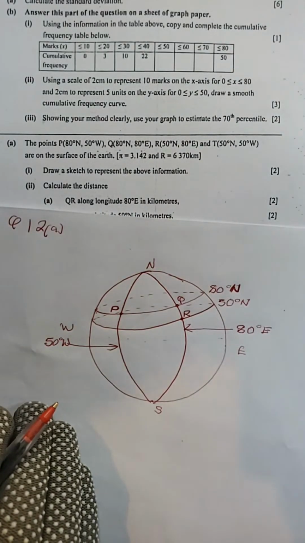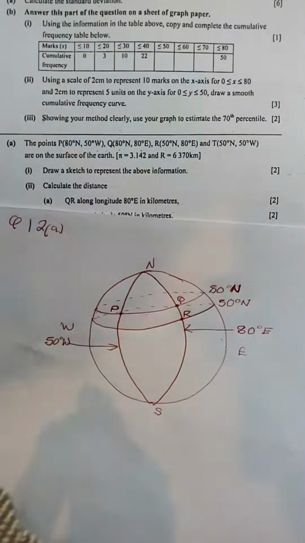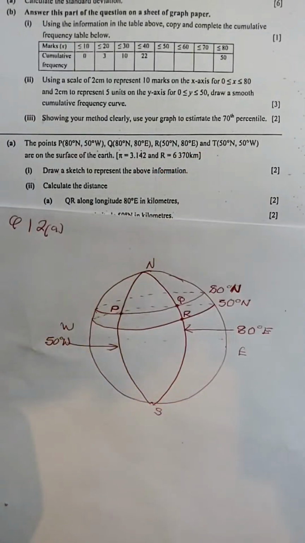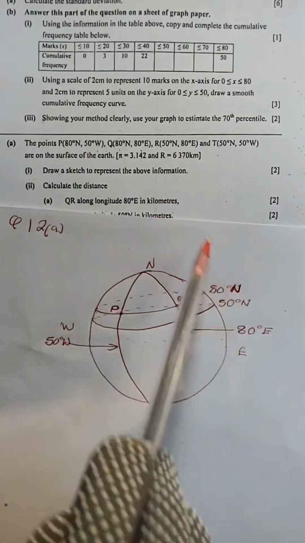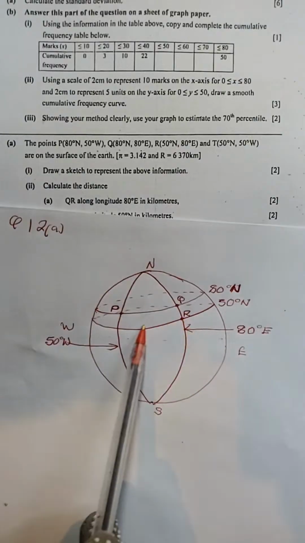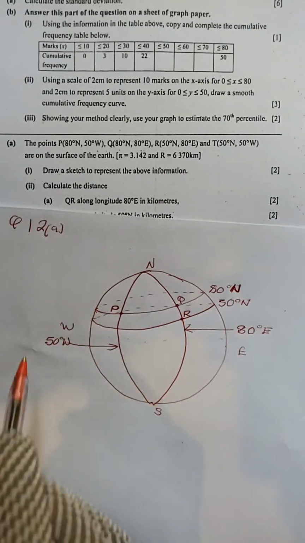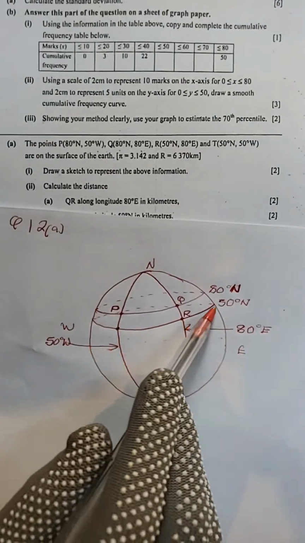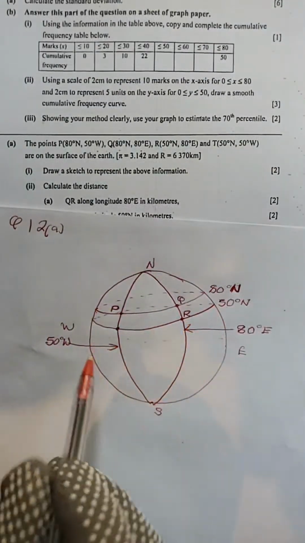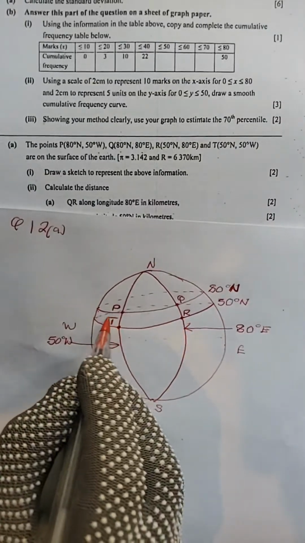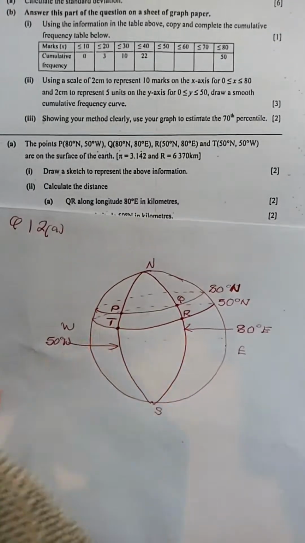As simple as this. Then we have the next point, which is point T. It's the last point, and it's saying 50 degrees north, this line, and 50 degrees west. Oh, it's here. You don't need to draw. It's already drawn. Where this 50 degrees north and 50 degrees west intersect, that's where point T is. So this is where point T is. All right.